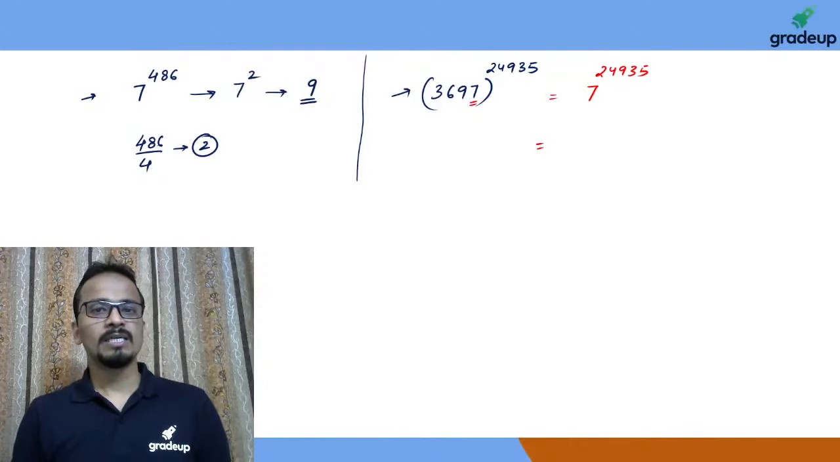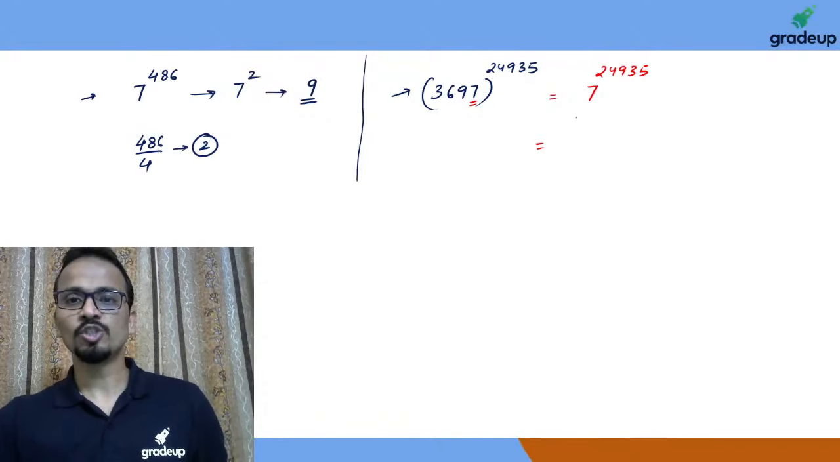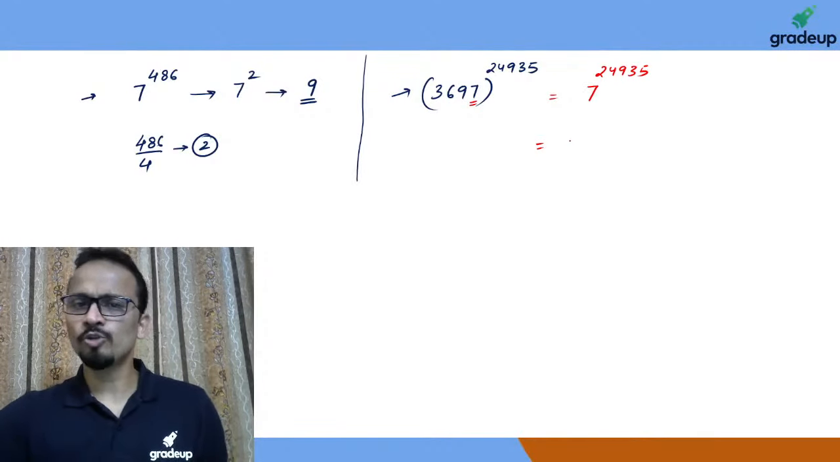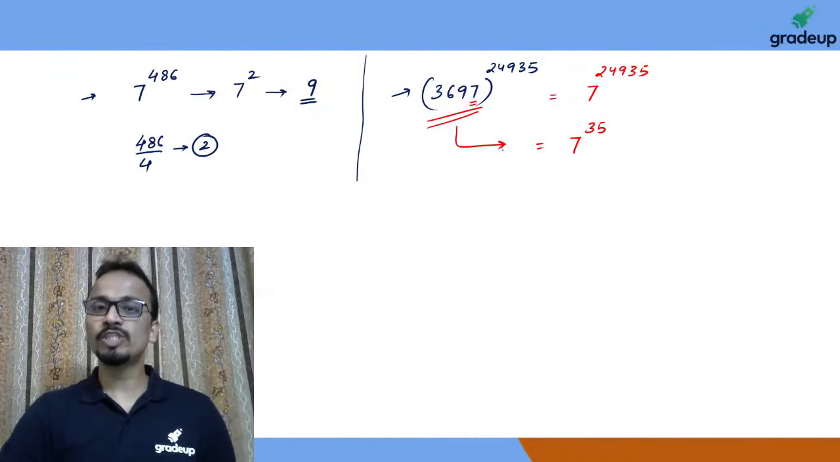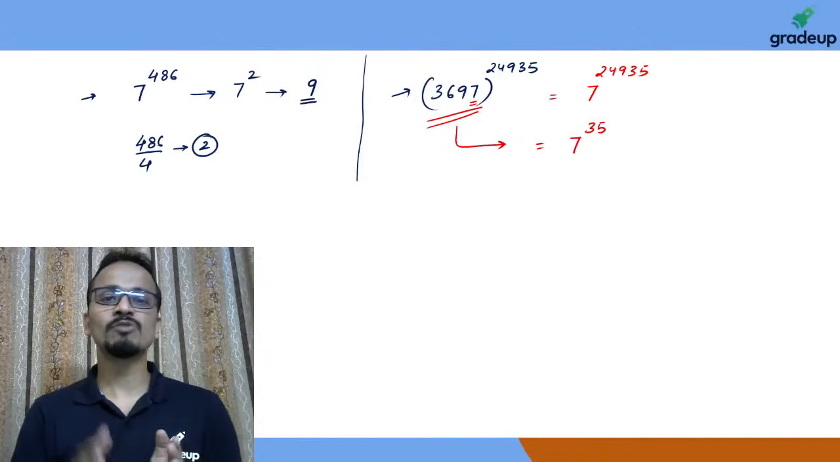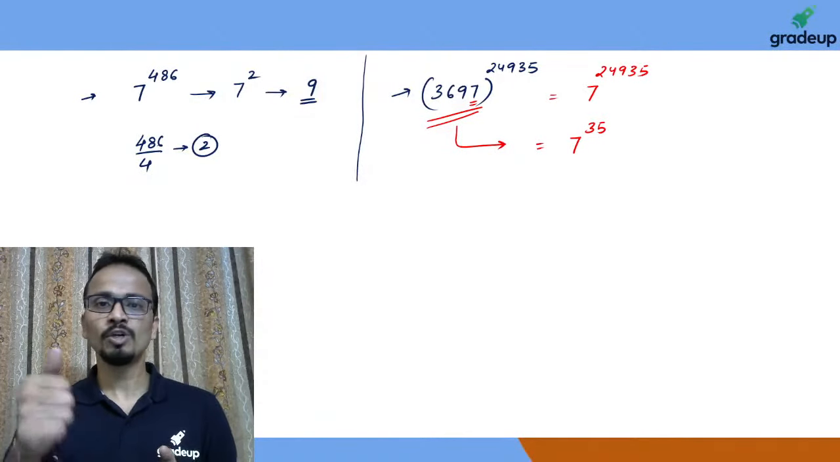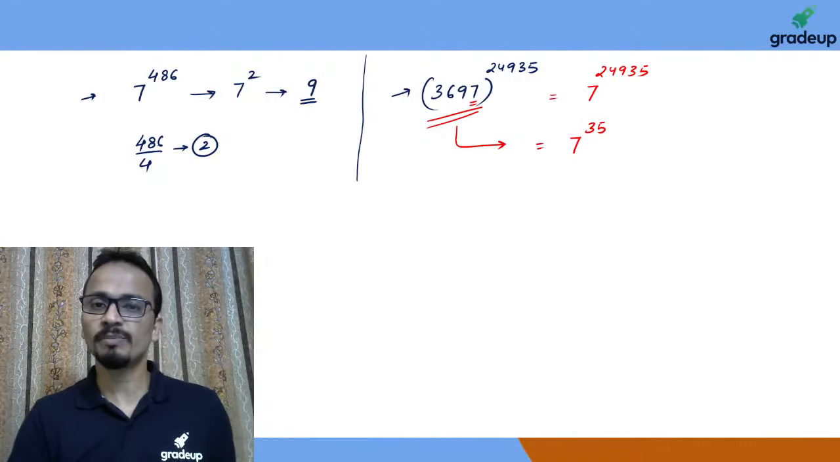Now I'll apply the divisibility rule of 4, which says that in order to check a number's divisibility by 4, we just look at the last 2 digits. So again, the entire power is not useful. Just retain the last 2 digits of the power. If this was the original question, now I have changed it to this, which looks simple and convenient. So the unit digit of 3697 raised to the power 24935 will be the same as the unit digit of 7 raised to the power 35.